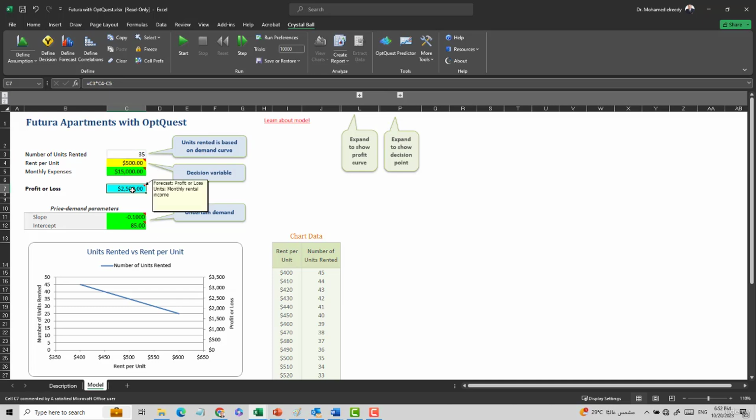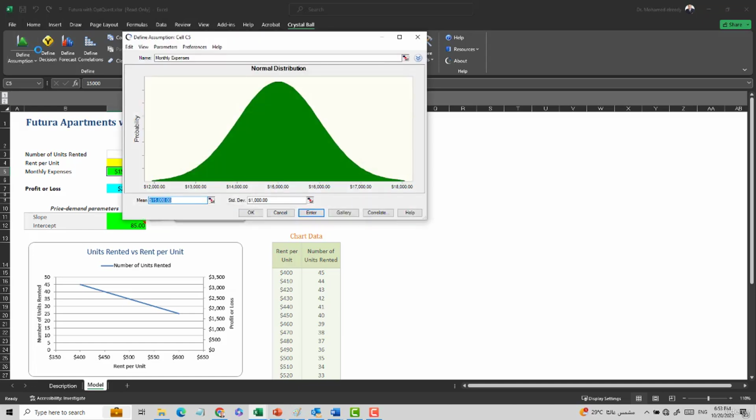Here is the profit, which is a function of the equation: C3, the number rented, multiplied by the cost or the rental fee, 500 in our case, minus the expenses that will be incurred. Okay, here it takes this step. What about the expenses that we have? The monthly expenses, what he defined it to be here, will be like this. It will be a normal distribution.